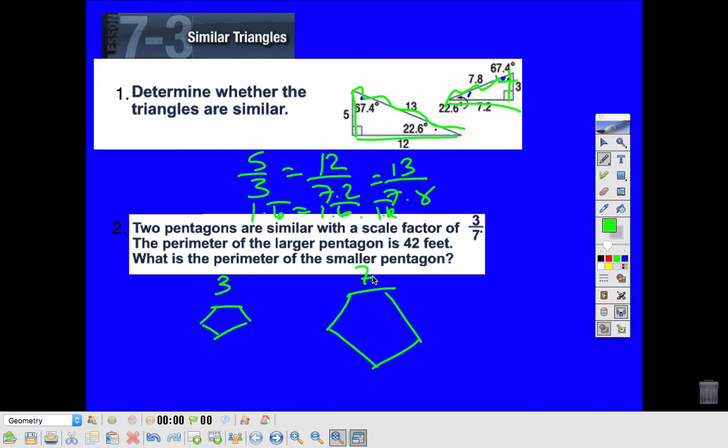So we know the proportion is 3 to 7, and that must be equal to, we don't know the perimeter of the small one, but we do know the perimeter of the large one is 42. You can cross multiply here, or you can easily see that 7 times 6 is 42. So you'd have to multiply the top by 6 to get x is equal to 18. So you would get 18 feet there.